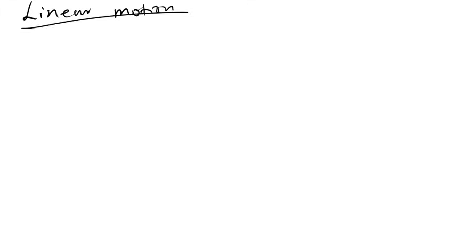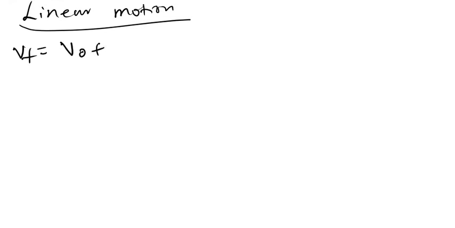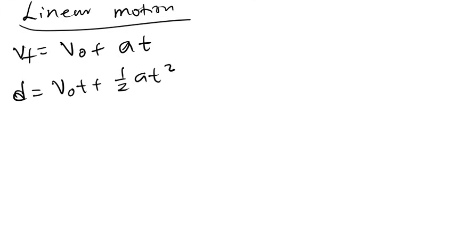what we know is this. We know these formulas. V final is equal to V initial plus acceleration times time. Then we also know that d, which is the displacement, is equal to V initial times time plus half a t squared. Then we also know that V final squared is equal to V initial squared plus 2ad.